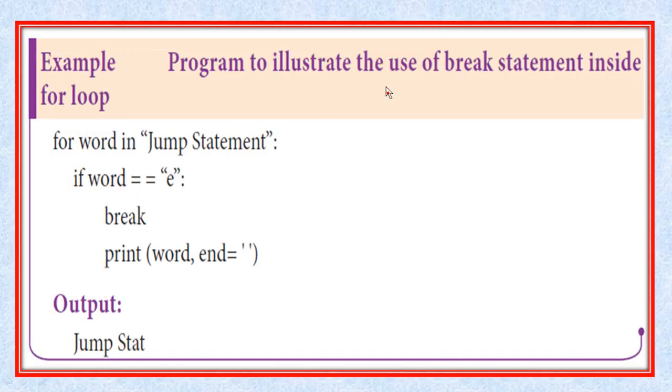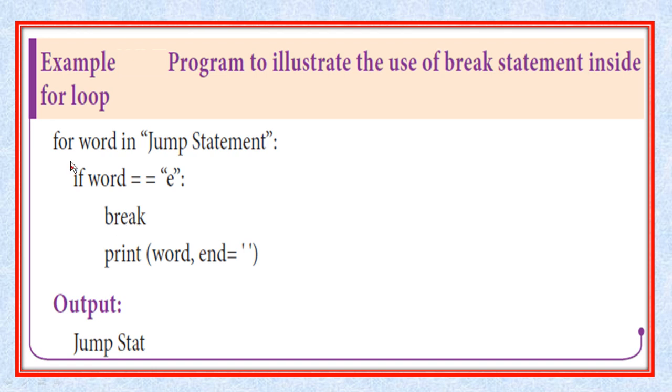This is an example program to illustrate the use of the break statement inside the for loop. Here, for word in the string jump statement, there are 14 characters in the two words. So this for loop would be executed 14 times. But here there is one condition: if word equal to e, break.